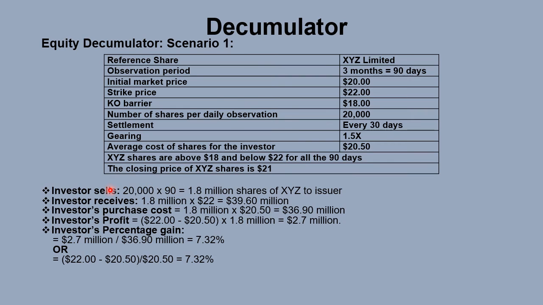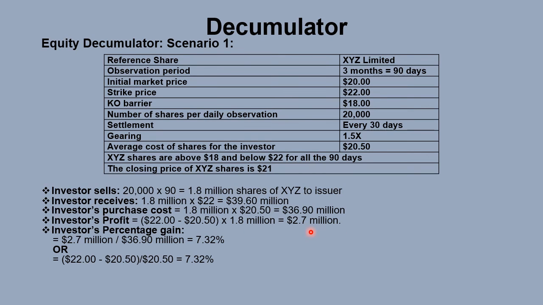In this case, the investor will sell 20,000 into 90, which is 1.8 million shares of XYZ to the issuer, and he will receive 1.8 million into $22, which is the strike price, which is equal to $39.6 million for the shares from the issuer. The exact profit and loss of the investor will depend on the average cost at which he purchased the share. If the shares were purchased at an average of $20.5 per share, the profit will be $22 minus $20.5 into 1.8 million, which is $2.7 million.